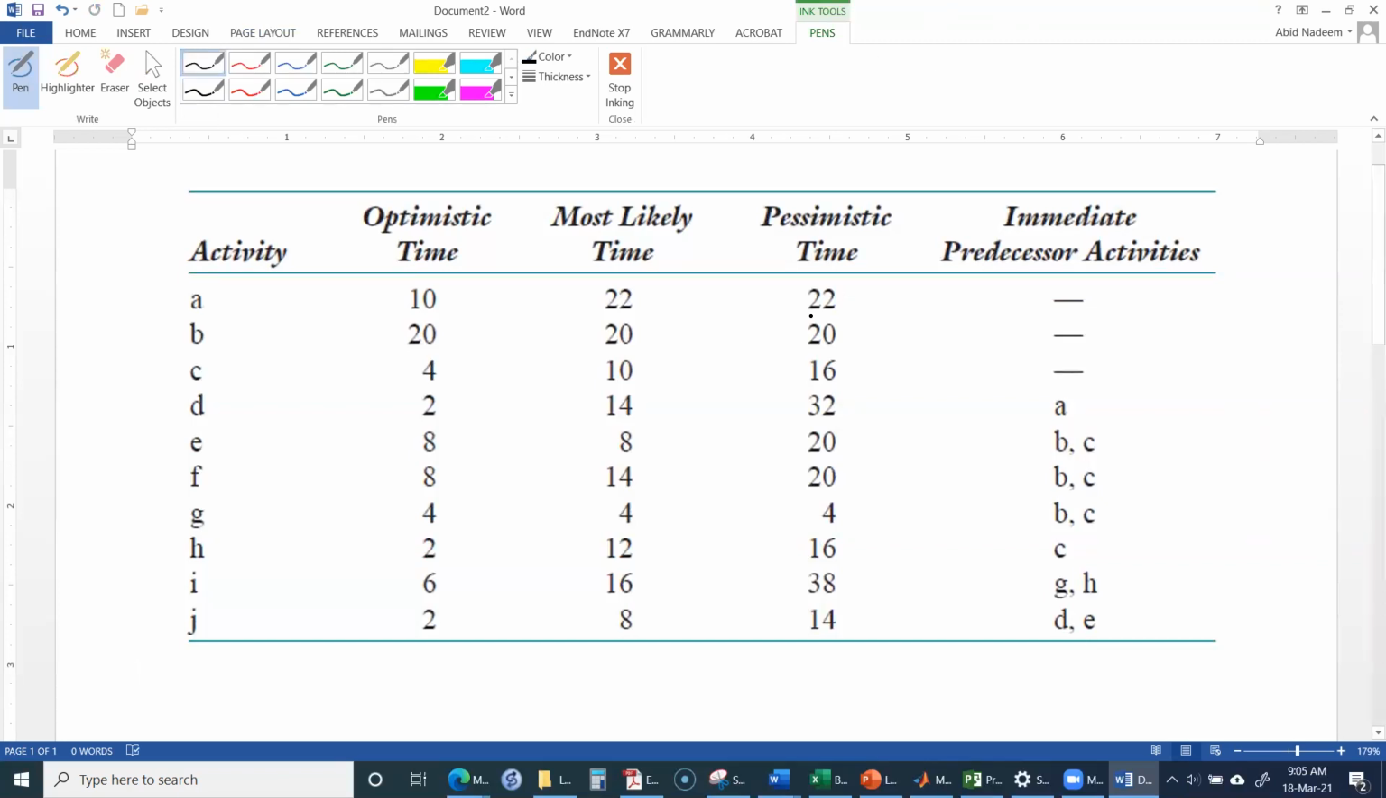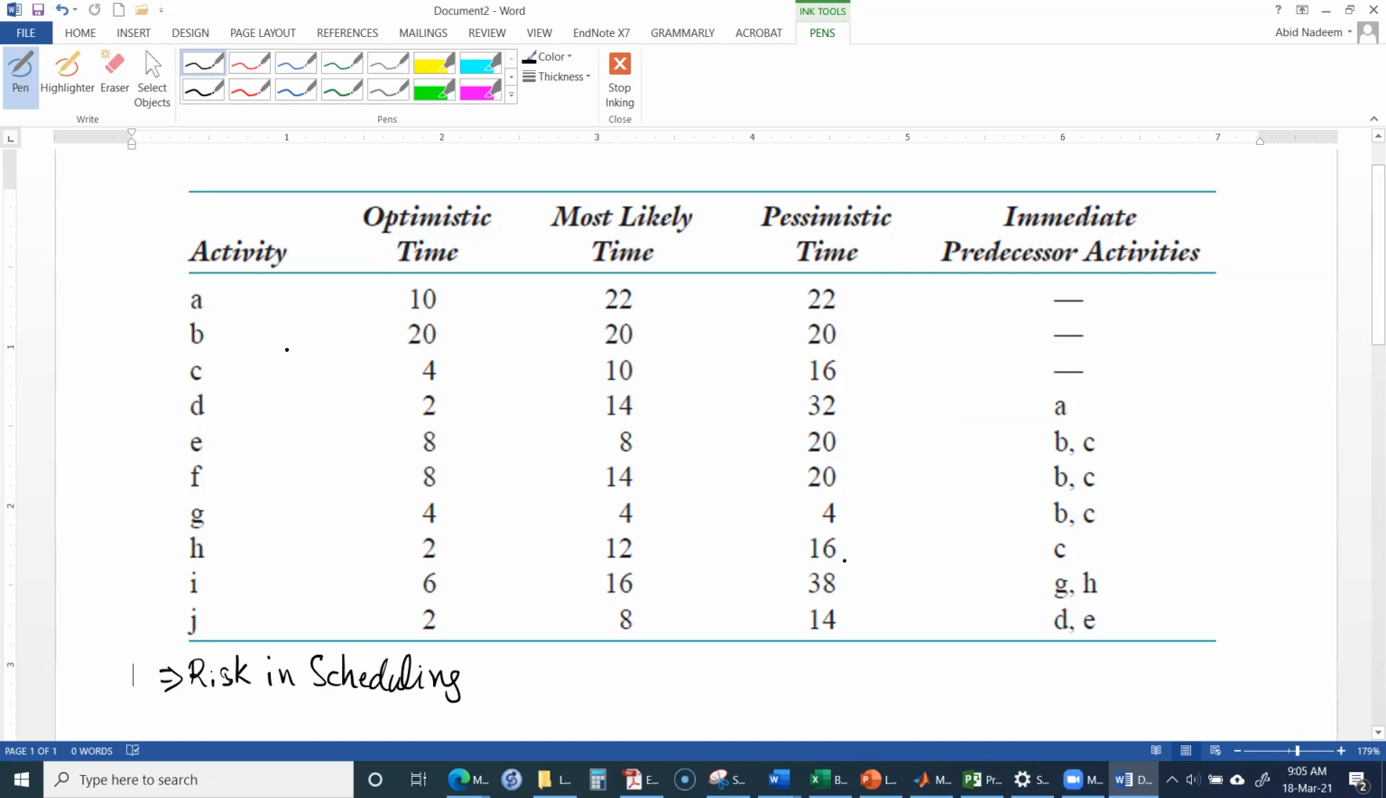Okay, so here you can see that this is the data which is over here. So this data is for the activity time. So the topic is actually risk in scheduling. Can you see me writing over here with the pen? Yeah. Okay, so the topic is risk in scheduling.